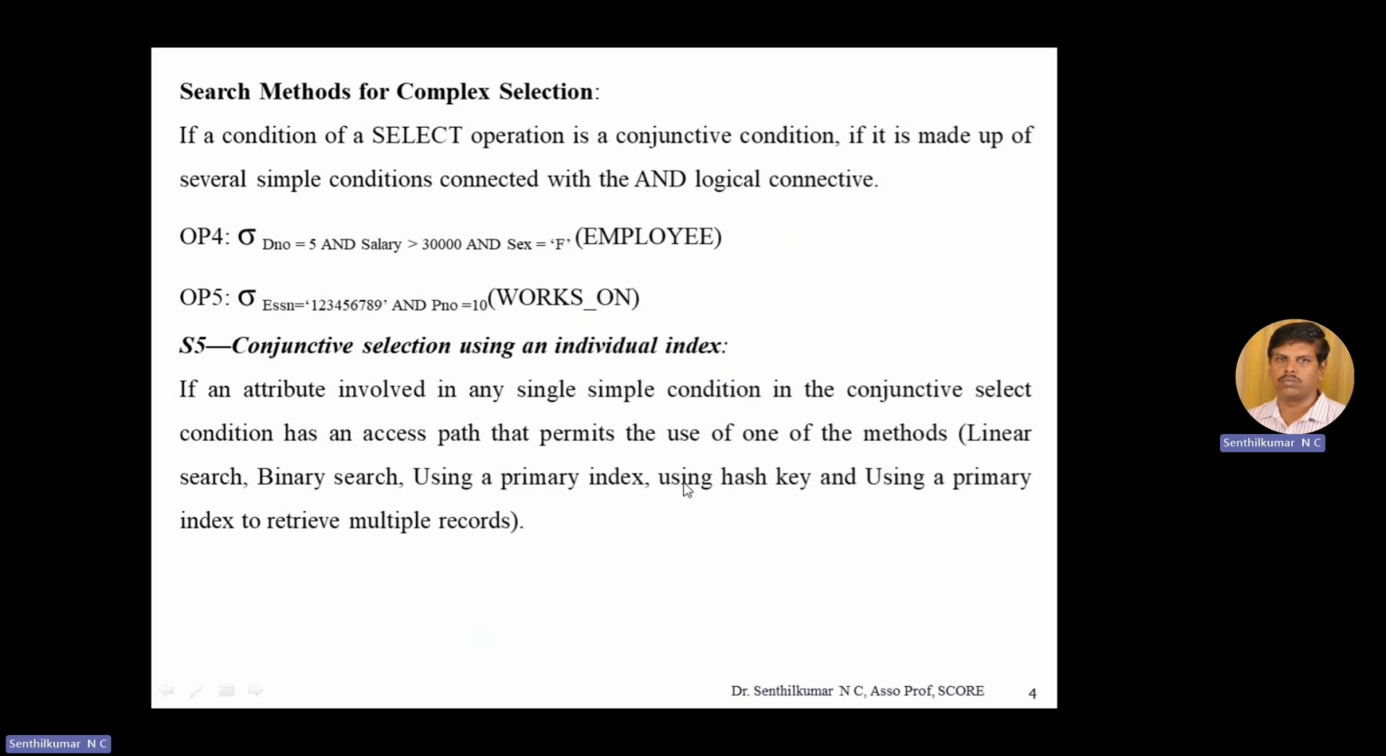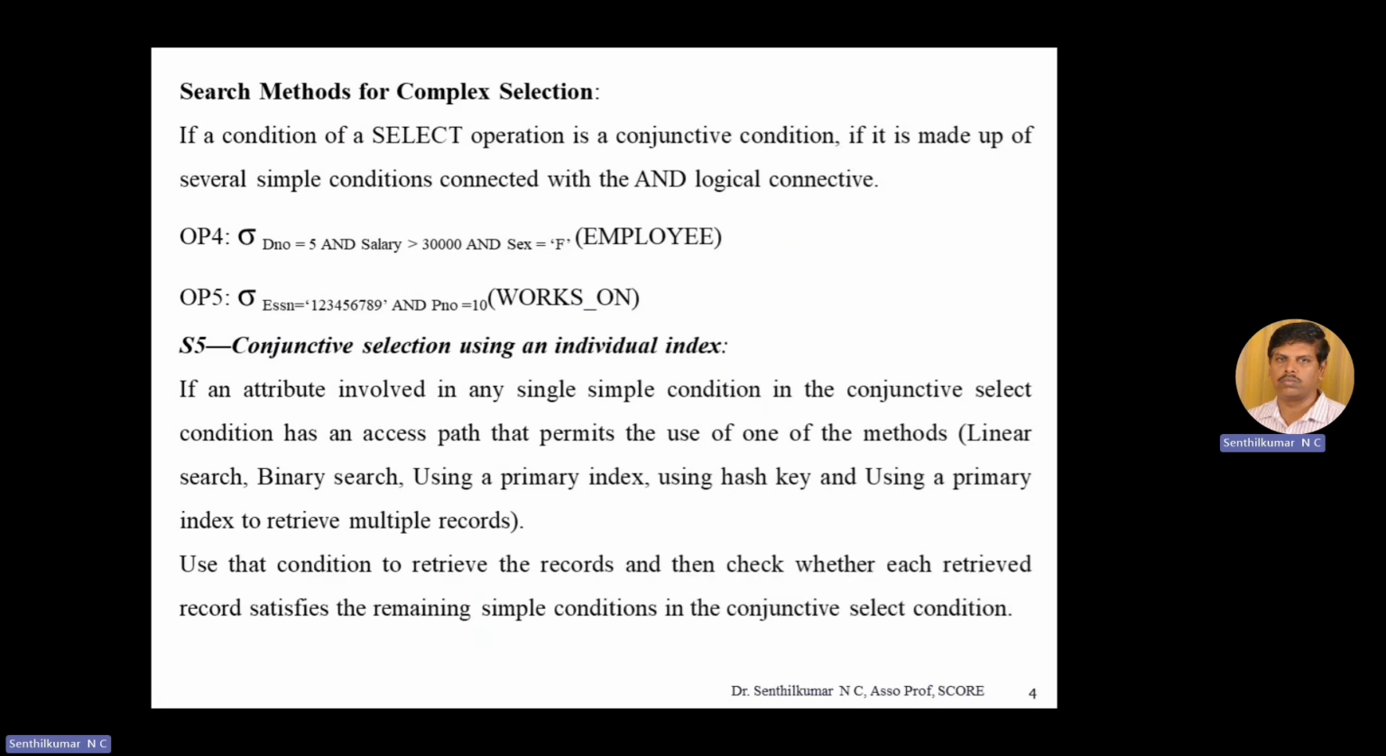So in the simple selection conditions, we discussed linear search, binary search, primary index, hash key, and retrieving multiple records. Any one method will be applied for D number equal to 5 separately, salary greater than 30,000 separately, and sex equal to F separately. Then finally, everything will be combined using the AND operator.